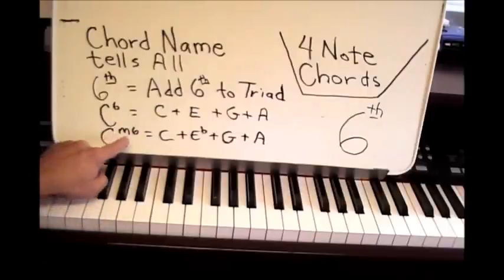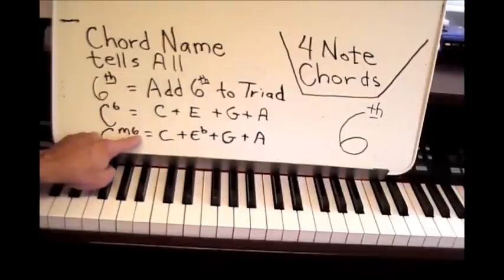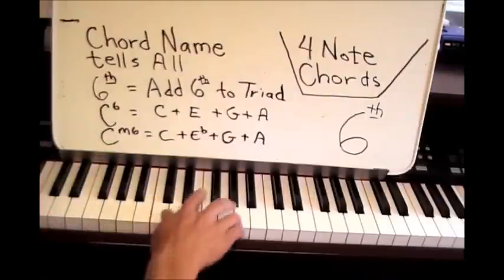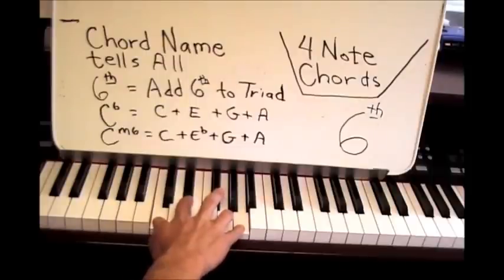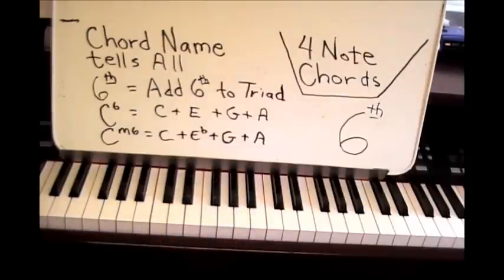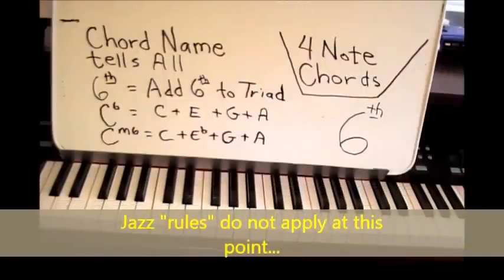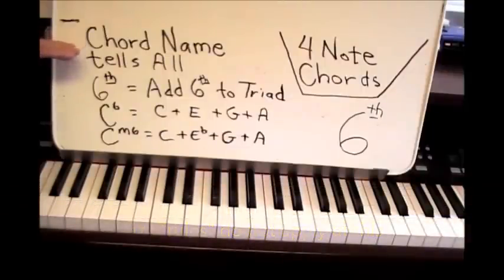Now notice that it doesn't mean to take the 6th and reduce it a half step. The minor does not apply to the 6th. The minor applies to the C chord. So it's a C minor, and you're adding a 6th to it. And that's all you can do with 6 chords. They're either a major 6th or a minor 6th. And they're just that simple. Like I said, the chord name tells you how to build the chord once you understand the underlying triad.